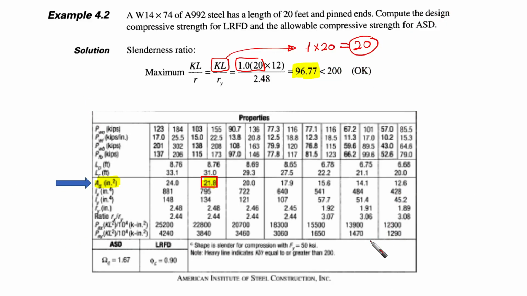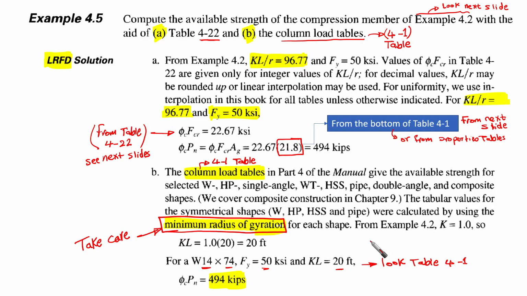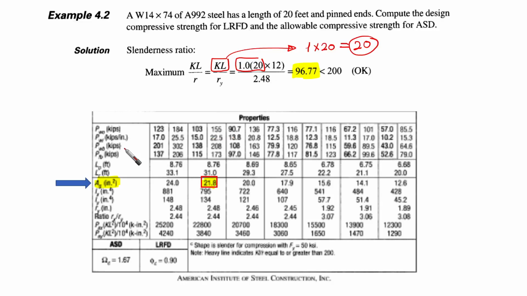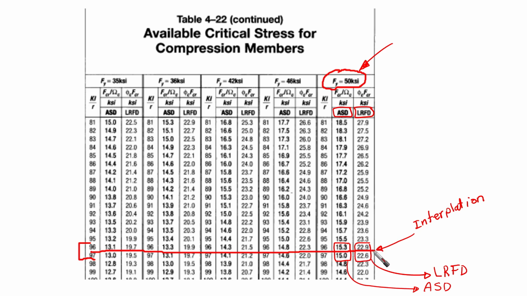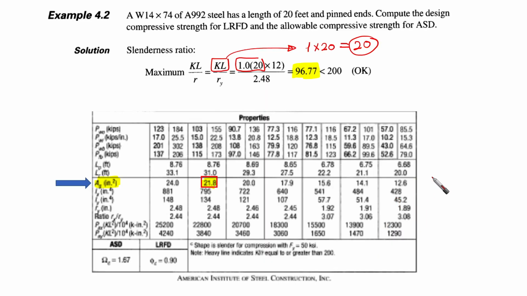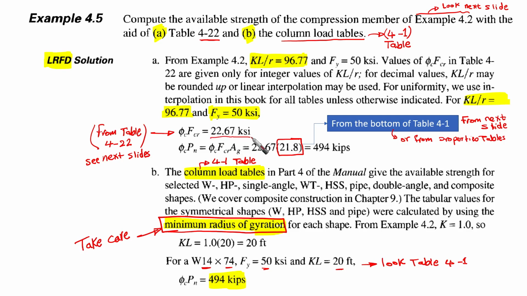So it is going to be taken as 22.67. This is from table 4.22, as we have said here. So it is 22.67.